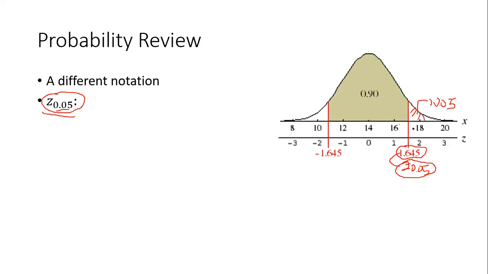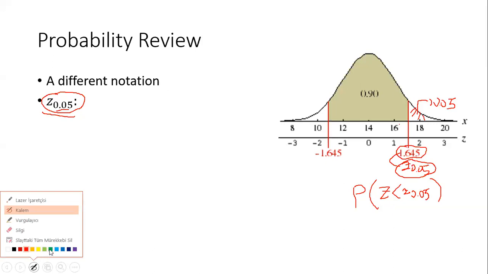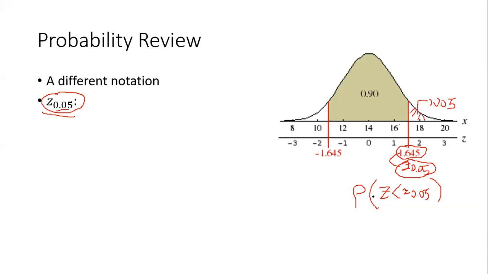What does this mean? What is the area to the left, or how can you write this? What is the probability that your standard normal z is smaller than z sub 0.005? So this probability is simply the area to the left of this z value, to the left of z sub 0.005, this area.